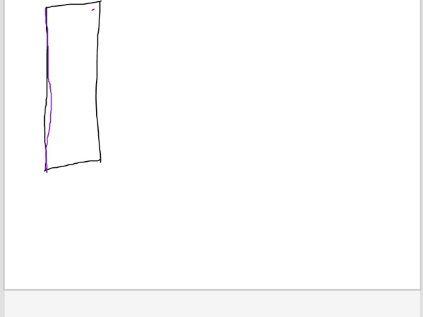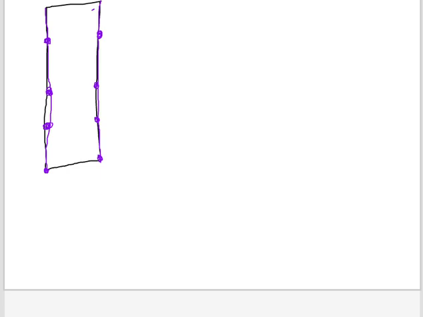Now you tell me another question. We have a rectangle. Okay? And this part is equivalent to this part. Okay? For example, this point is for this point. This point is for this point. This point is for this point. Okay?